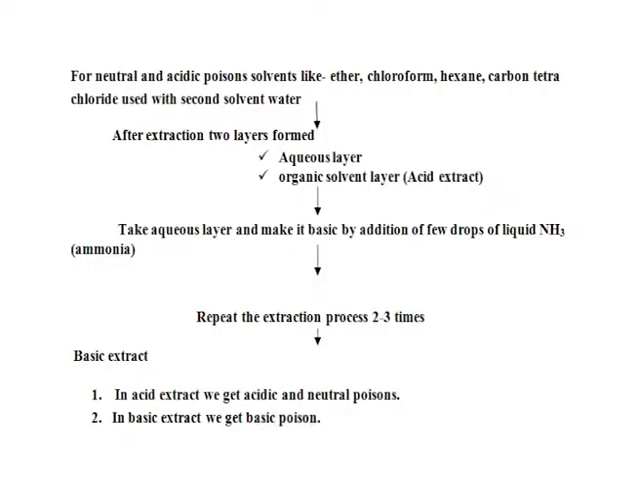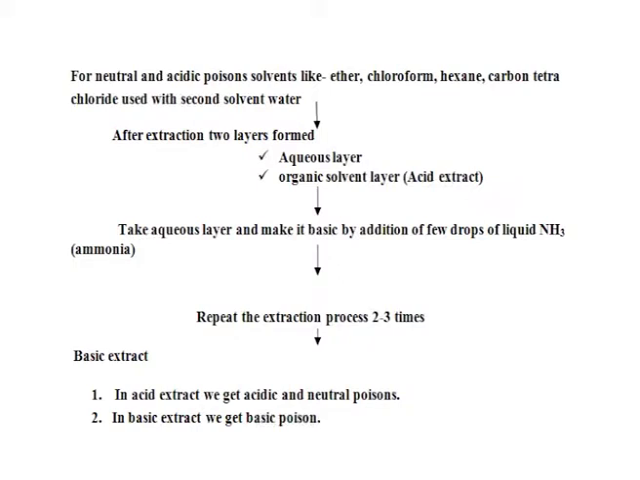For neutral and acidic poisons, solvents like ether, chloroform, hexane, carbon tetrachloride are used with a second solvent, which is normally water. After extraction, two layers are formed: one is the aqueous layer and another is the organic layer, in which we have the acid extract.